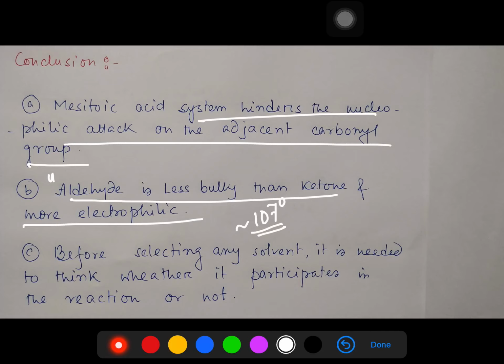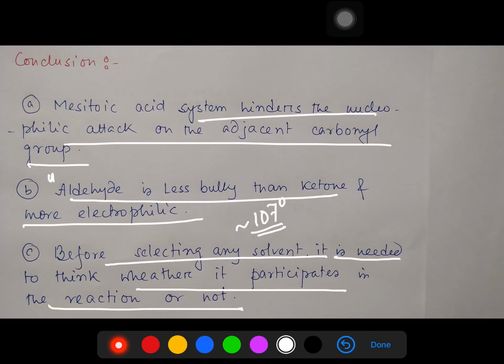Another thing, the most important thing for you when you become a researcher: before selecting any solvent, it is highly desirable to think whether it will participate in the reaction or not. Because you have targeted something, and you end up with something else. Why? That may be because of the choice of an improper solvent. So the actual word is improper solvent choice.